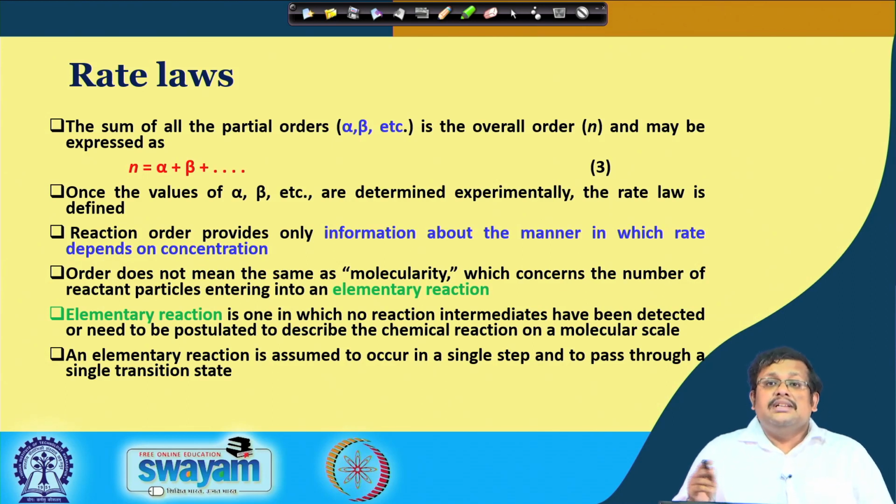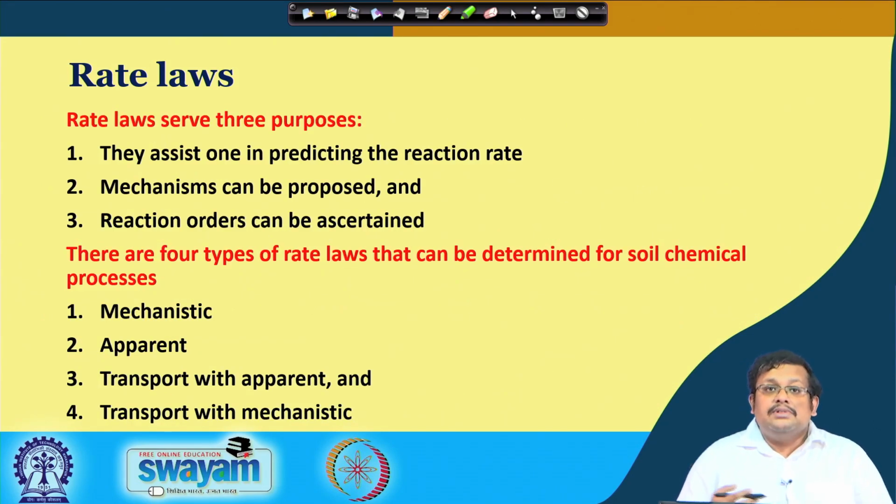Now, remember this, the sum of these partial orders is always equal to the overall order n. Once the values of alpha and beta are determined experimentally, the rate law is defined, and reaction order provides the information about the manner in which the rate depends on the concentration. We will see that in today's lectures. So, order does not mean the same as molecularity, remember, which concerns the number of reactant particles entering into the elementary reactions.